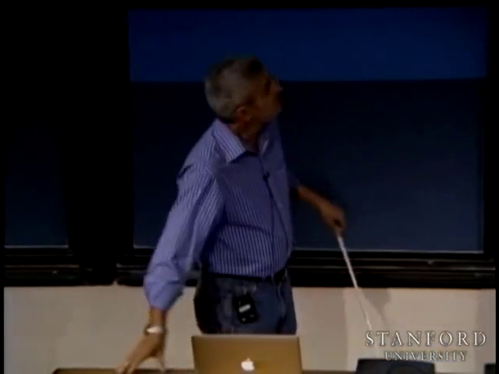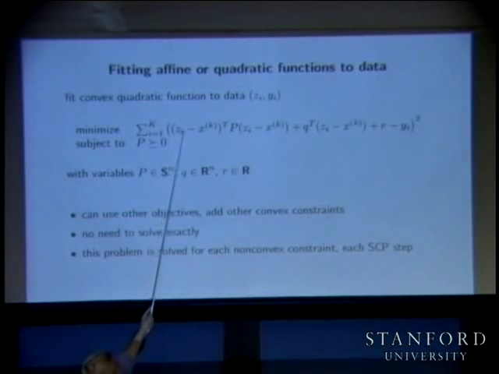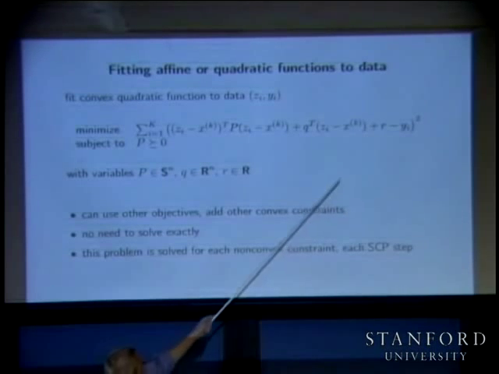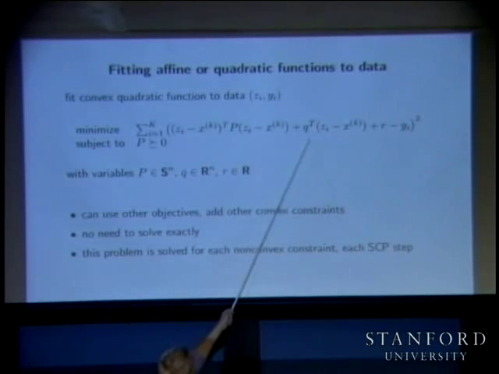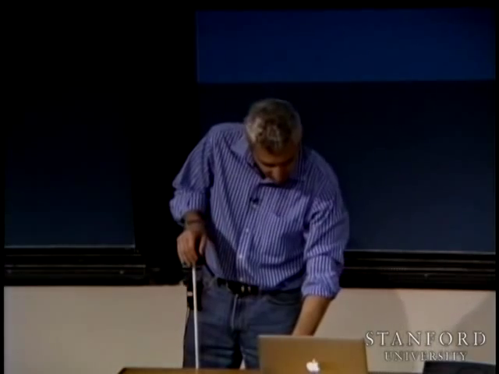Okay, so this is an example just showing how you fit a convex quadratic, and that you would do it this way. It's an SDP because you'd have a positive semidefinite constraint here. And this whole thing here is the convex function that you're fitting. Your variables are P, Q, and R. These are data. And this objective here is, of course, convex quadratic in the variables. So that's a least squares problem with a semidefinite constraint. So, okay.